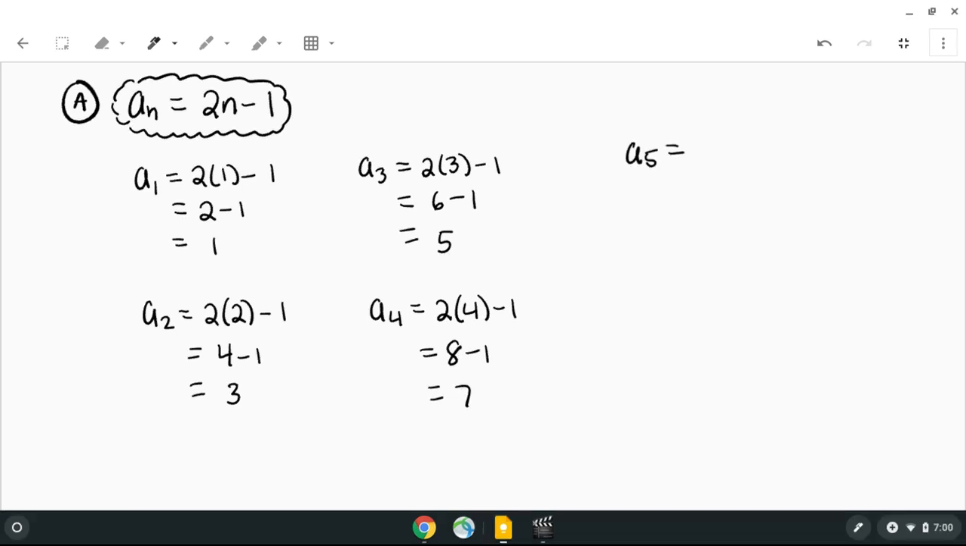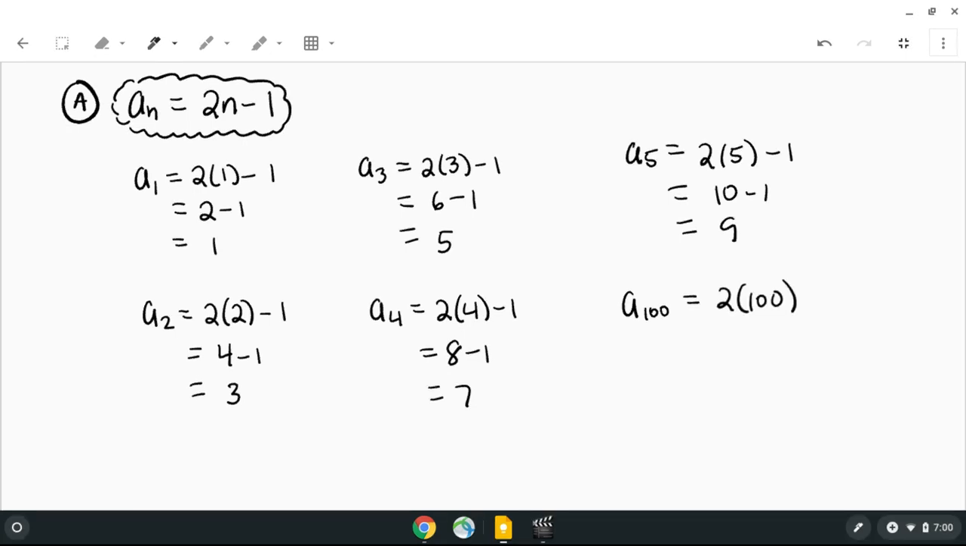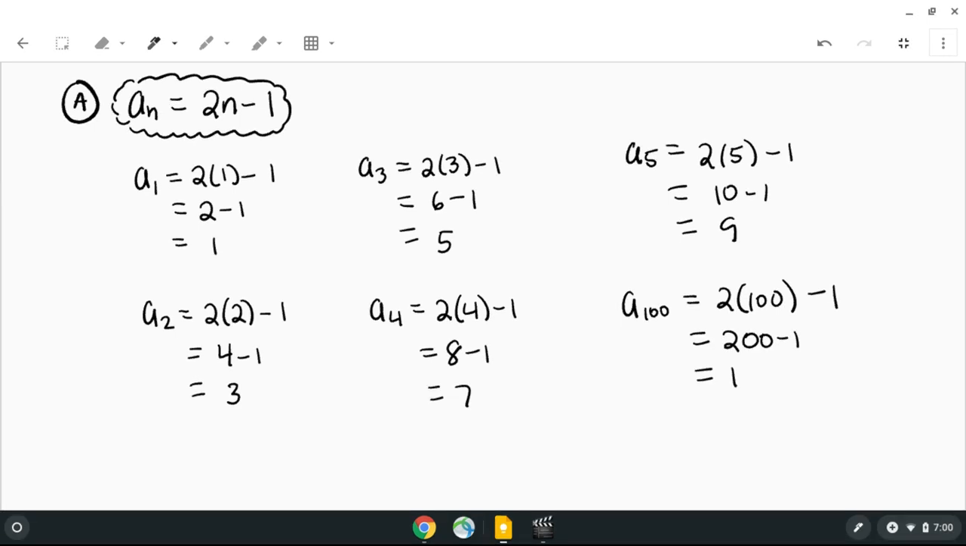Okay, and we're almost done. We need the fifth term. So 2 times 5 minus 1, 10 minus 1 is 9. Okay, so we found the first 5 terms. They are 1, 3, 5, 7, and 9. But we also need to find the 100th term. So if I plug in 100, then I get 199.